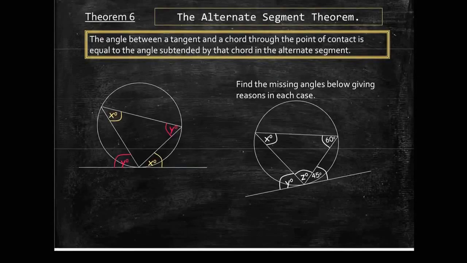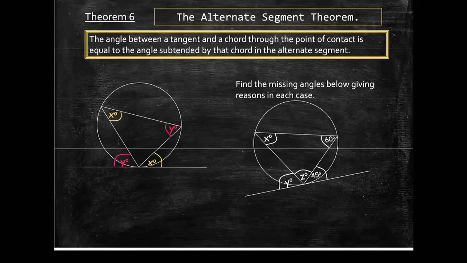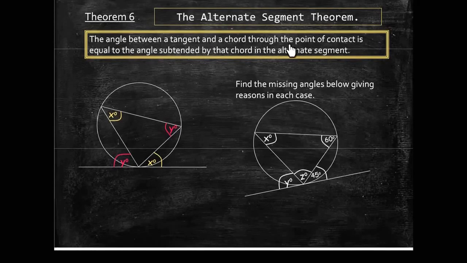Okay. So the first one I said I was going to have a look at is the alternate segment theorem. What it says is that the angle between a tangent and a chord through the point of contact is equal to the angle subtended by that chord in the alternate segment. Now, you don't need to remember all of that information. What you need to do is spot the required parts and write down alternate segment theorem. That's enough. So these angles are equal because alternate segment theorem. That's plenty for you to get the marks.